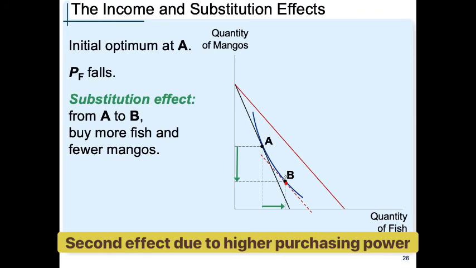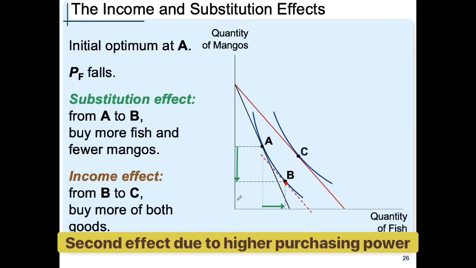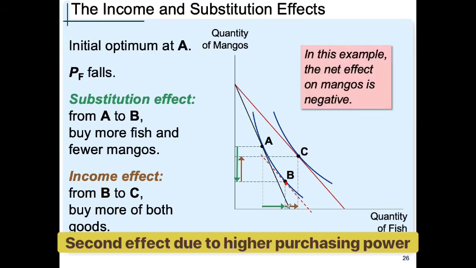The second effect that happens is that your purchasing power has gone up, which means you can purchase a higher amount of both mangoes and fish. In that case, it means you can purchase both a higher amount of fish and a higher amount of mangoes. And that makes you move from point B to point C, which is the final choice that the consumer makes.